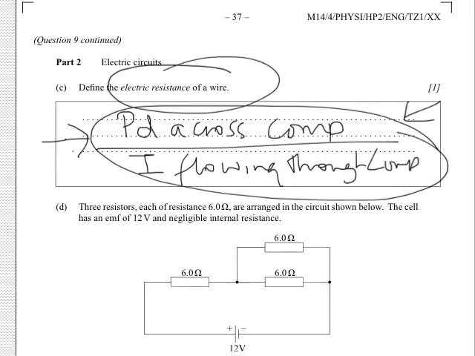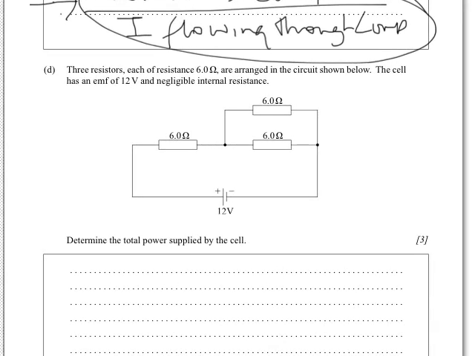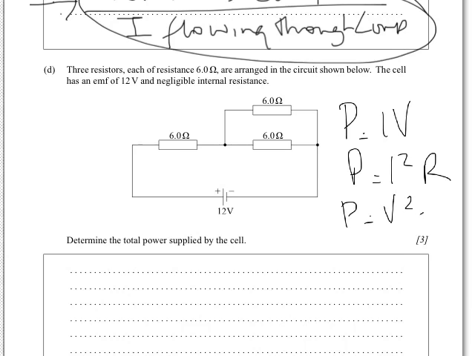Okay, so back to circuits. We've got 3 resistors, each of resistance 6 ohms, arranged in the circuit below. The circuit has an EMF of 12. What is the total power supplied by the cell? Now there's a number of different routes we can take, because you know that power equals current times voltage. We have power equals I squared R, and we also know that power is voltage squared over R.